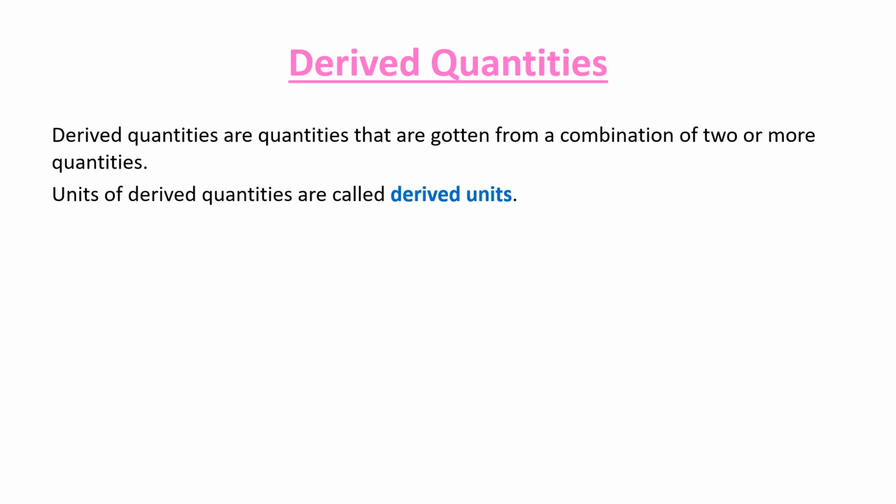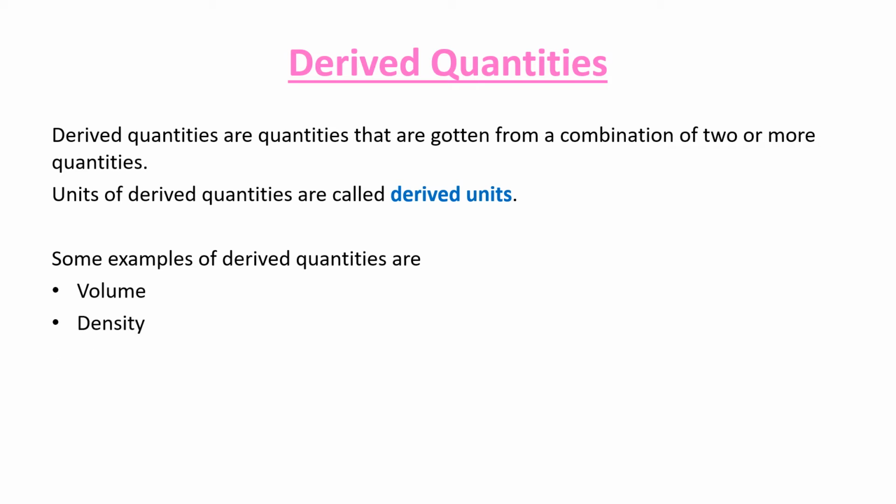Derived quantities. Derived quantities are quantities that are gotten from a combination of two or more quantities. Units of derived quantities are called derived units. Some examples of derived quantities are volume, density, area, velocity, power, force.